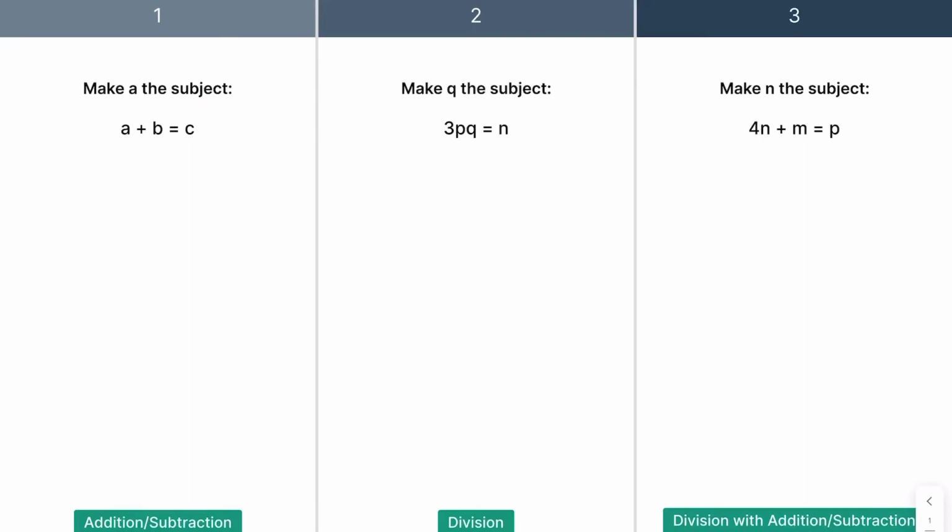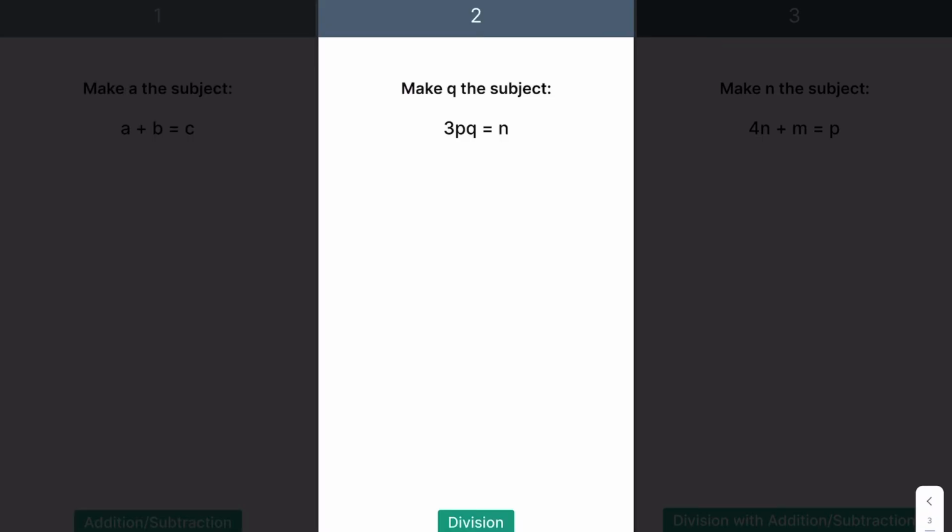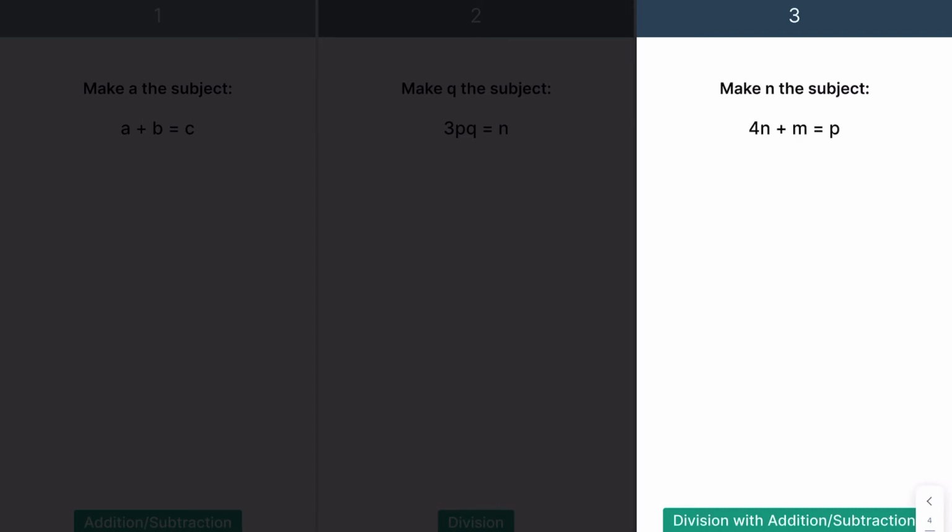Subject of a formula is what we're going to look at in this video. It's split into three parts. We're going to start off by looking at examples like this, involving addition and subtraction, then moving on to looking at examples with division, and then looking at examples that combine the two.